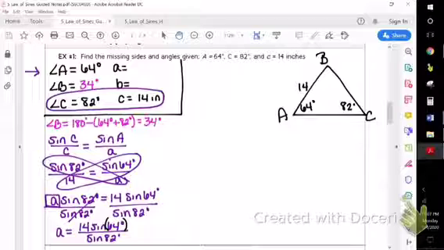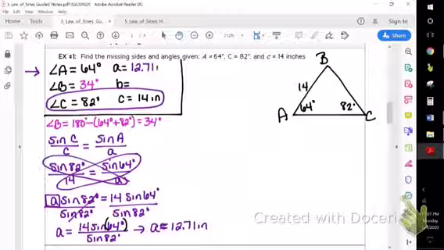Now make sure, because we are going to hit that sine button, that we are in degree mode, because our angles are in degrees. Alright, so let's type it in. So we've got 14 sine of 64 degrees divided by sine of 82 degrees. And so I found that side A is equal to approximately 12.71 inches. And so I'm going to go put this up in my box up here.